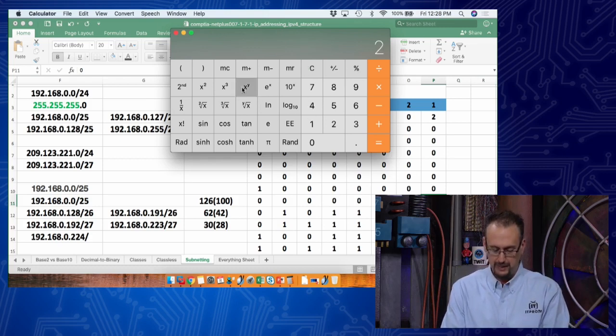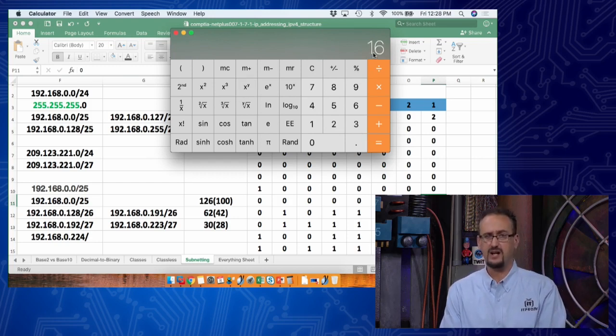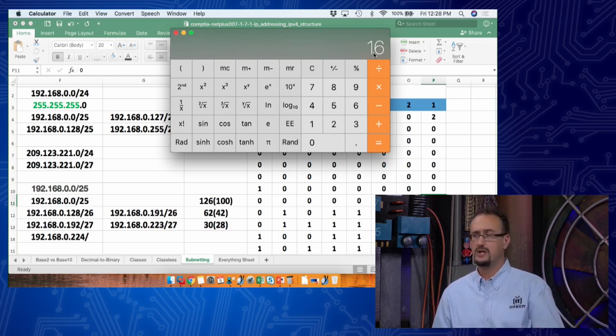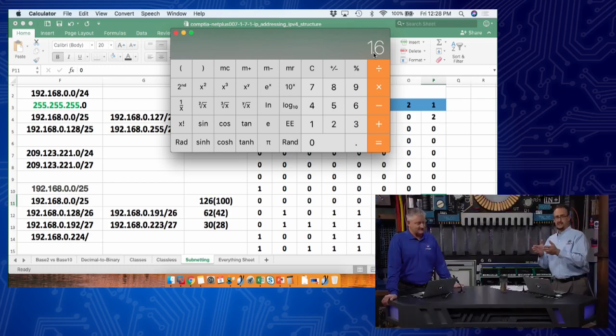Well, 2 to the power of 4 equals 16. Is 16 enough? Minus 2 gives me 14. I only needed 9 hosts. A little bit of waste, but it's as short as we can get, because if I go any more, then we're back up to 32, and that's way too much waste.